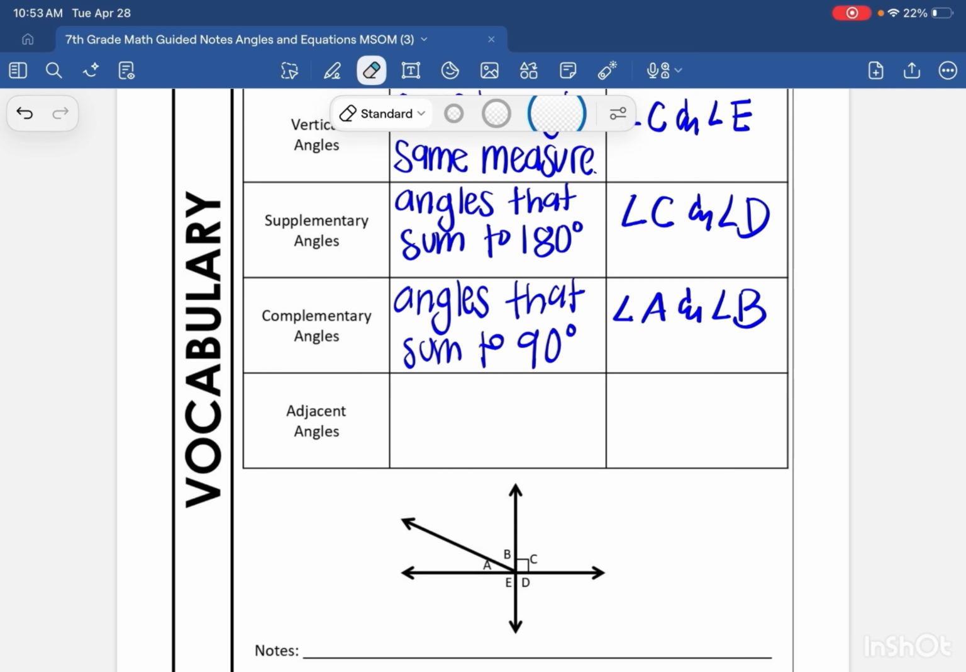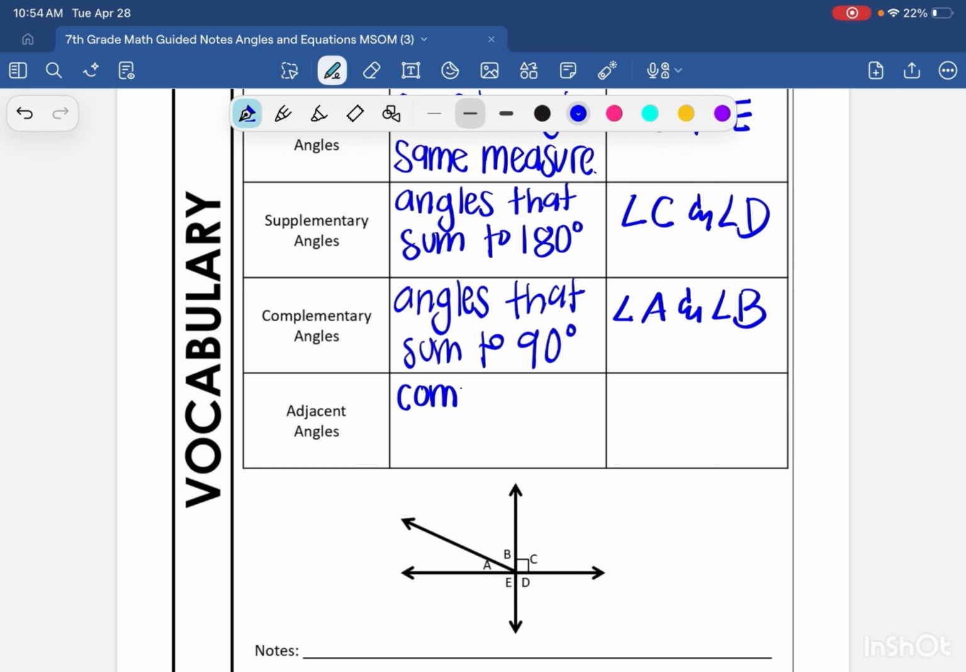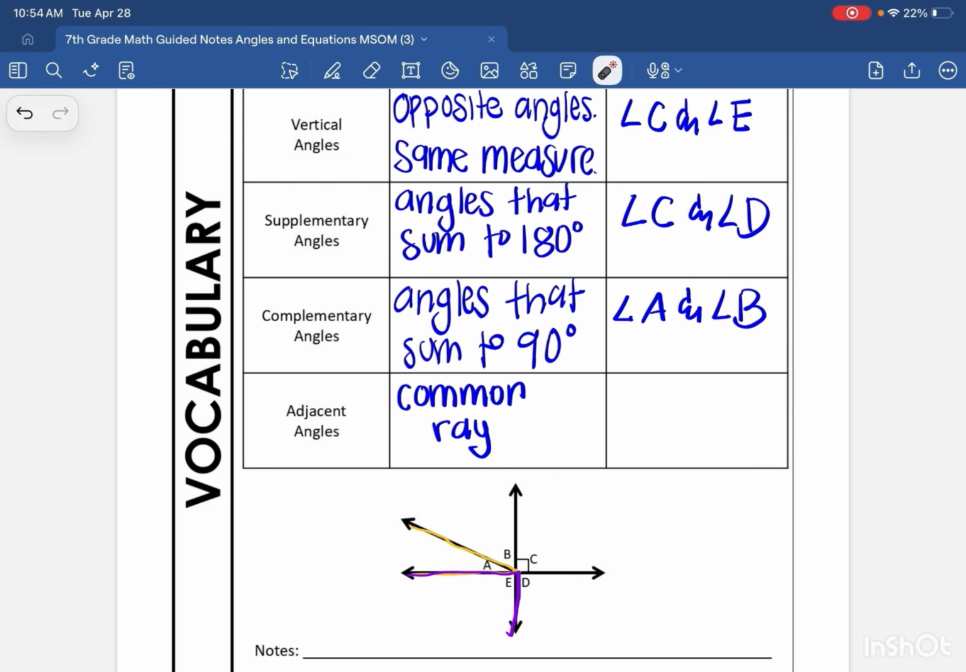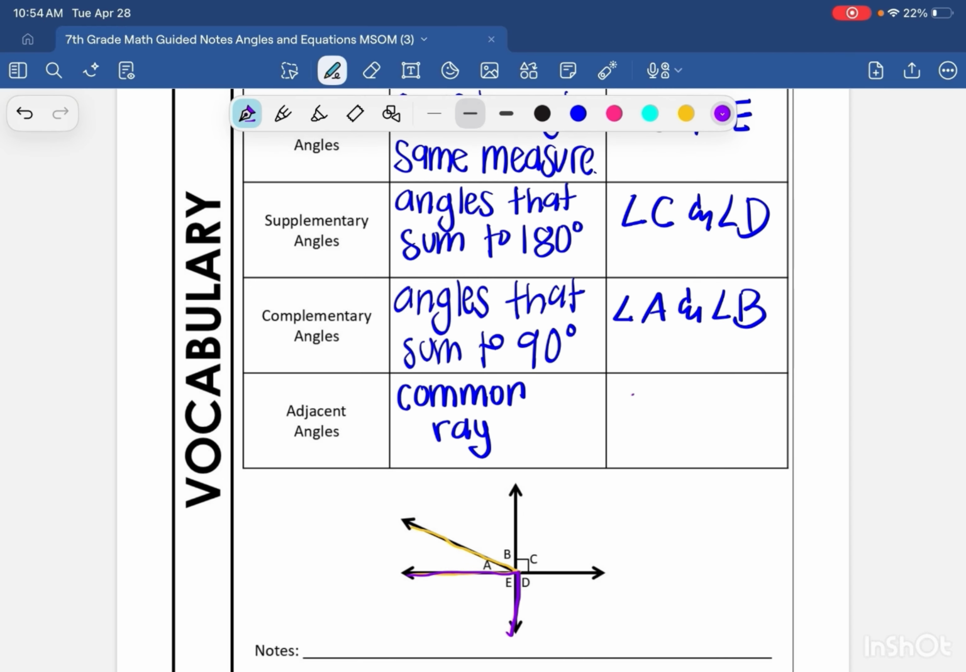Let's go on to adjacent angles. Adjacent angles are angles that have a common ray. Now, a ray is just another term for the side of an angle. There's a bunch of different examples on this diagram, but let's look at angle A and angle E. If you notice, angle A and angle E share this common ray right here. So they are adjacent.